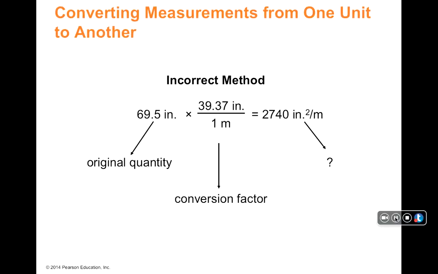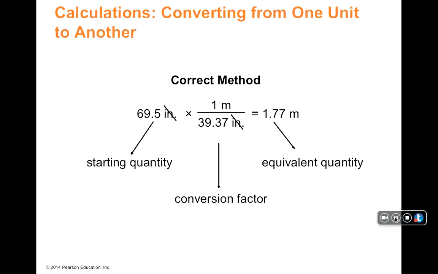You can see that the way they've set this up, you've got inches on the top in 69.5. You've got inches on the top in 39.37. Inches times inches gives you inches squared. That is not what you want for your answer, right? You're looking for meters in your answer. You already know that something's wrong here. So let's think about setting this up in a different way.